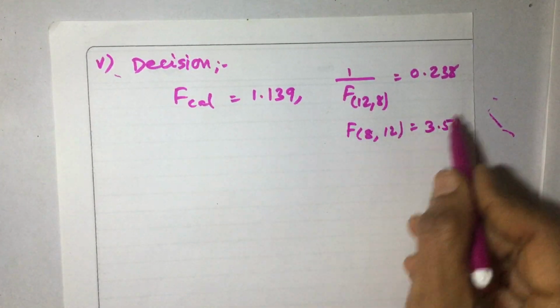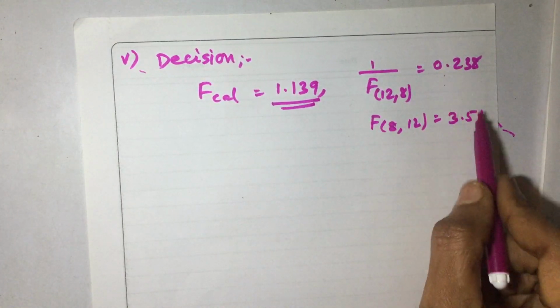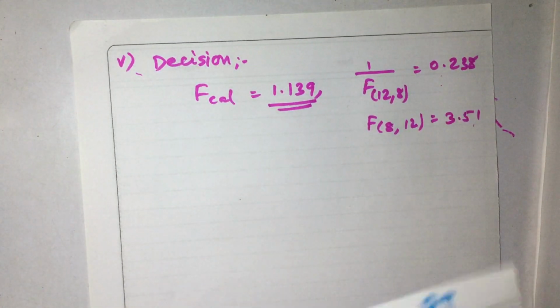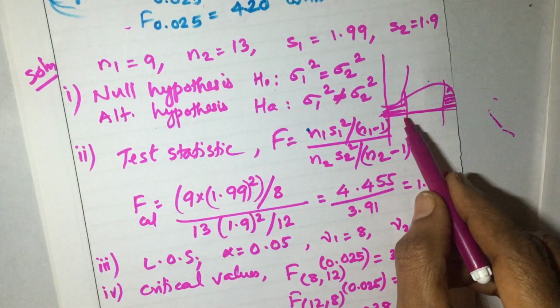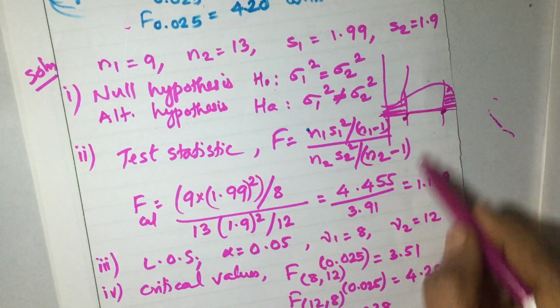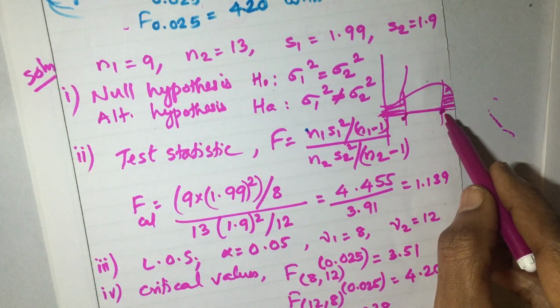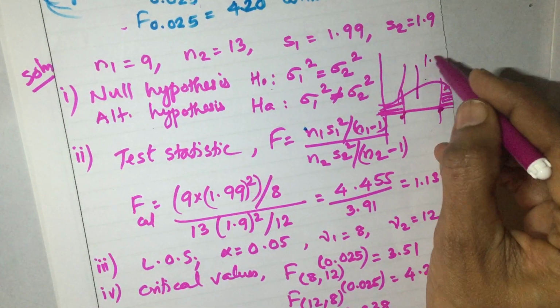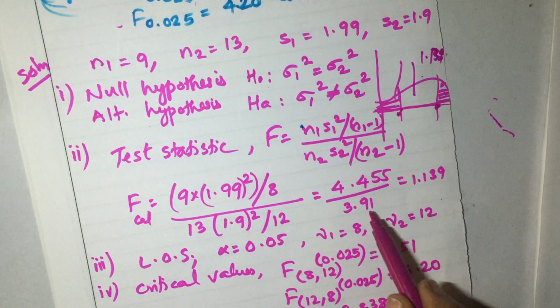Okay, so if you look at all these three values, you can see this lies between these two values. That means if I look at the table here, this value is 0.238 and this is 3.51, and 1.13 lies somewhere between that. So the calculated value lies between these two. Our conclusion was also based on that only.